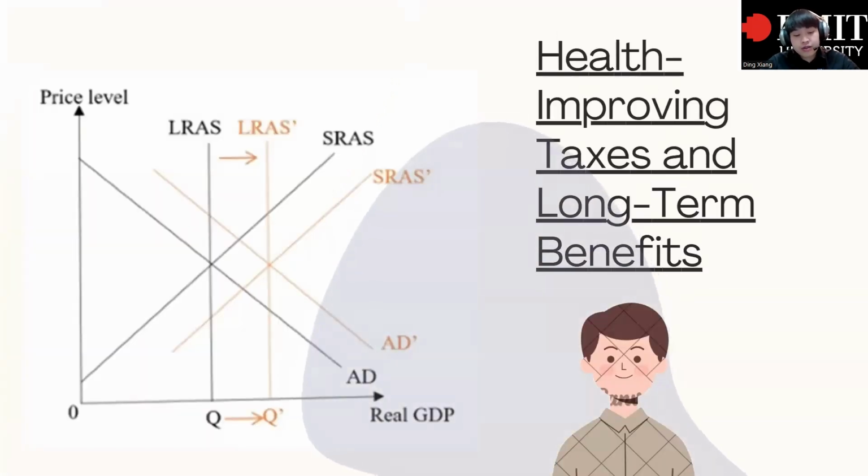Now we use the AD-AS model to examine economics and public health. Can a health tax boost the economy? Think about it. Governments can discourage hazardous consumption and create income by taxing sugary drinks. This cash can be invested in public health programs to improve population health. Improved public health boosts worker productivity, lowering healthcare expenses. Long-term advantages boost economic growth, competitiveness, and prosperity.